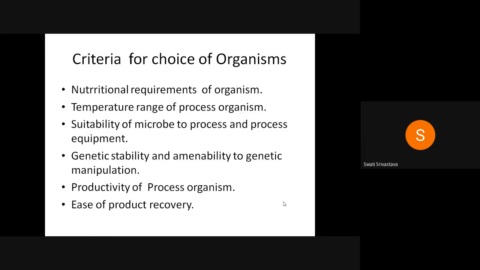So the organism should not interfere with any kind of downstream processes when the product is being formed and extracted for commercialized use. So these are the six criteria that you need to consider when you're trying to choose an organism for any economical or industrial process.